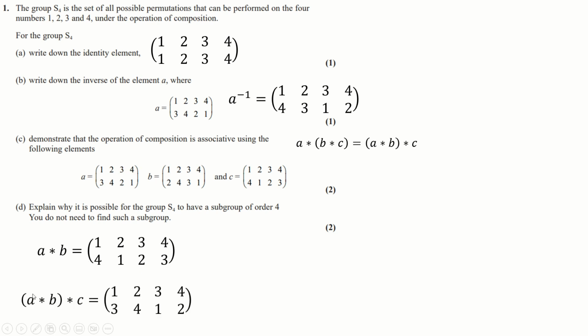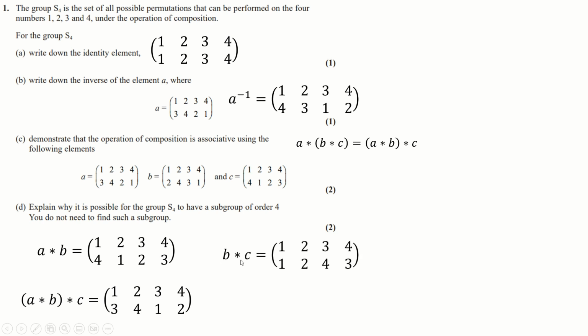Same thing for A composed with B, then C. You start with C, then compose it with this one here. So C says 1 goes to 4, and 4 then goes to 3, so this has a 3 here. Then we go to the next one: 2 goes to 1, 1 goes to 4, has a 4 there, and you keep going.